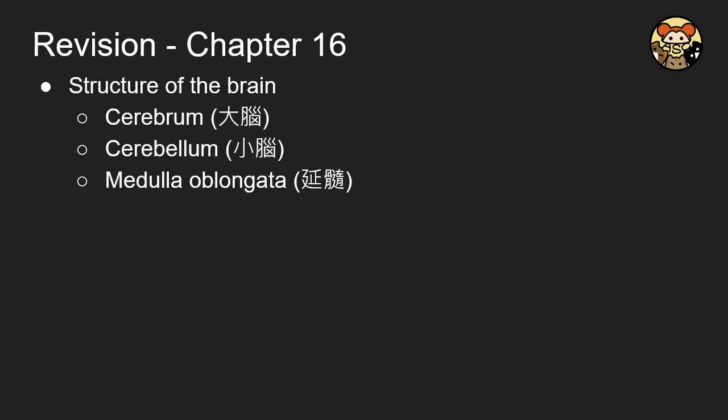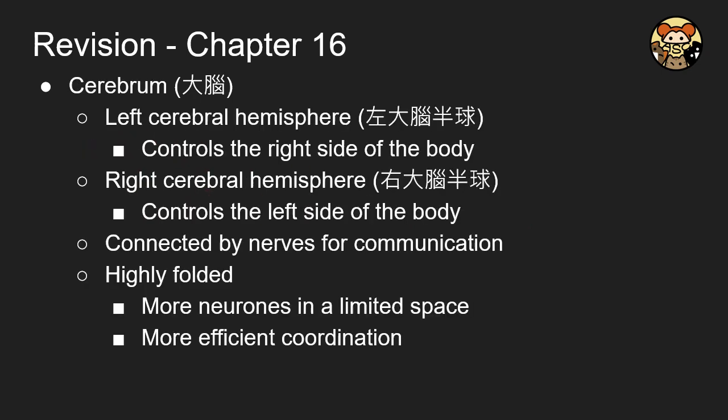The brain actually consists of three components: the cerebrum, the cerebellum, and also the medulla oblongata. For the cerebrum, the left-hand side is responsible for the right-hand side of your body, and the right-hand side of your cerebrum is responsible for the left-hand side of your body. And it is highly folded because it is to pack as many neurons as possible in a limited space.